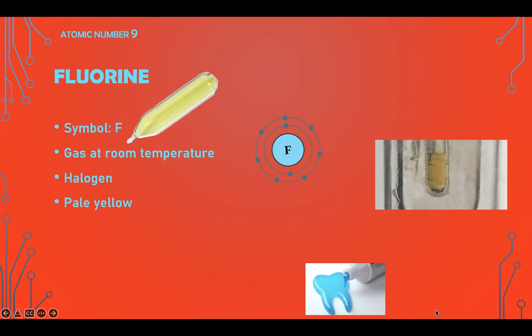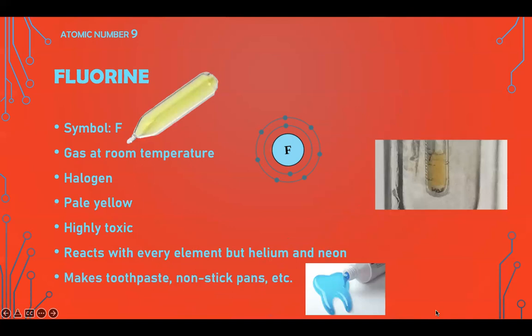Fluorine is having a pale yellowish color. You can barely see it, but you can see it in small concentrations. Regardless, fluorine is highly toxic. If you breathe it in, it will cause your lungs to fill up with a liquid which causes asphyxiation, which means death by choking. Fluorine also reacts with every element except for helium and neon. It's one of the most reactive elements. Fluorine is used to make toothpaste. It is in the form of a mineral fluoride. It is used to make nonstick pans in the form of PTFE, and it's used in various other applications.